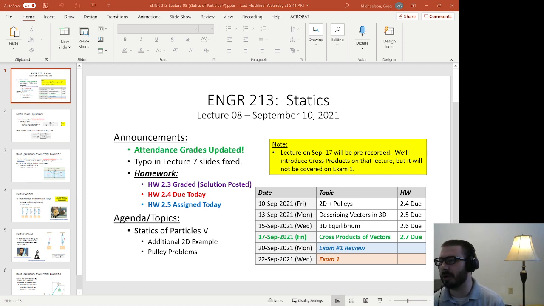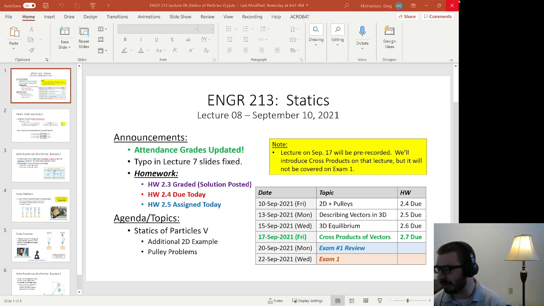And the typo in the lecture 7 slides has been fixed. So between that and what I mentioned in class regarding the issues with the textbook versions and people doing the homework out of version 11 as opposed to version 12, I think we're going to be good to go from here.